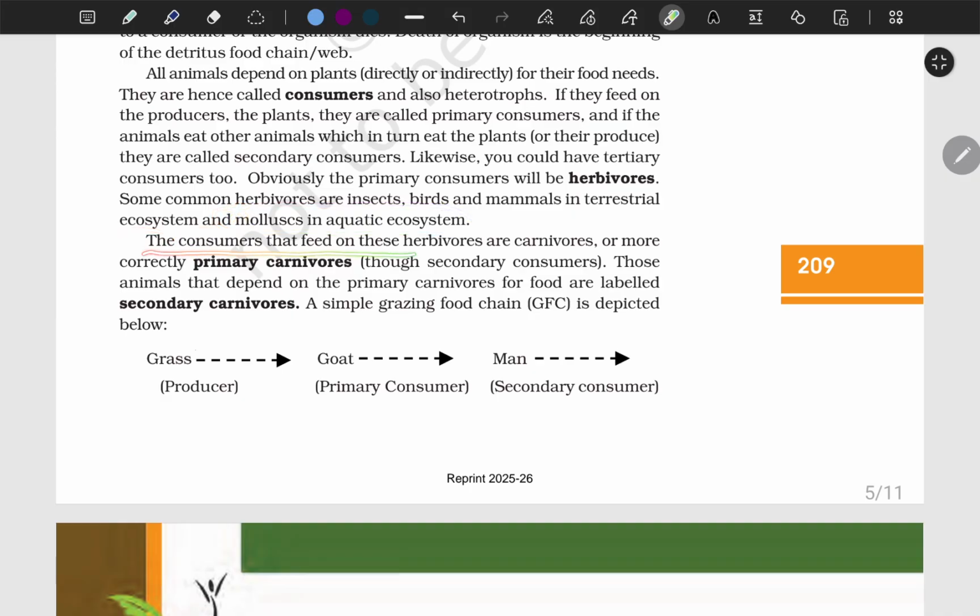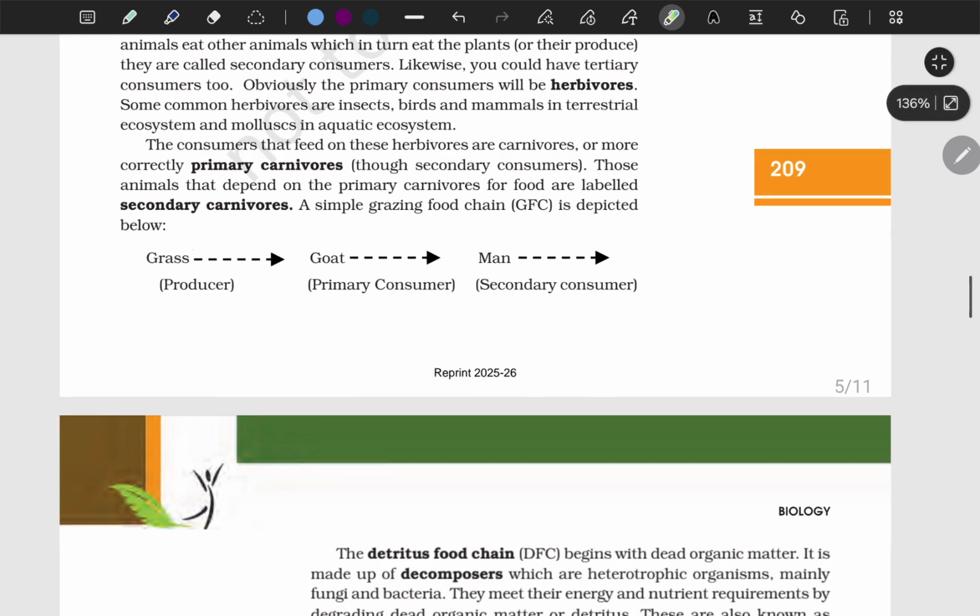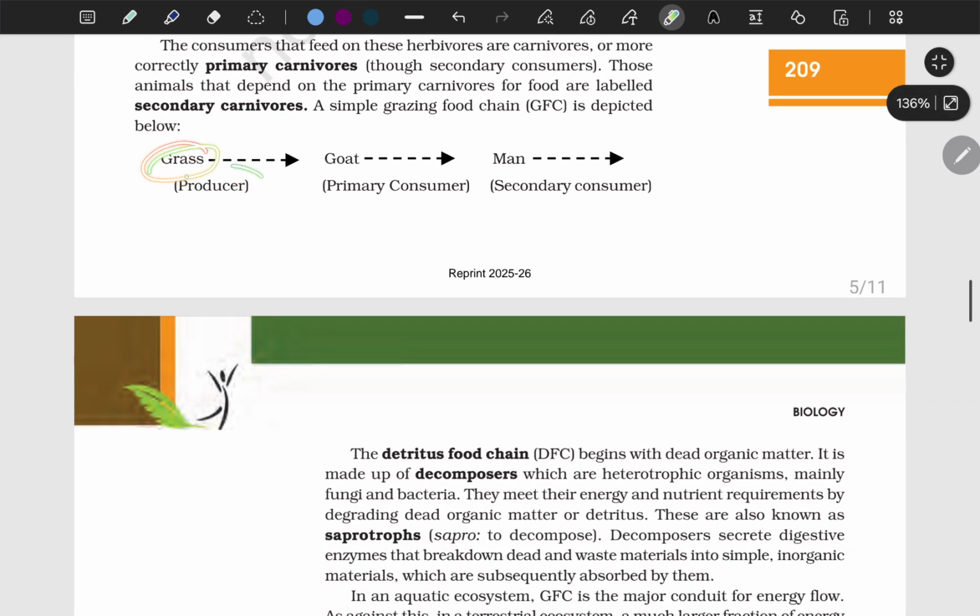The consumers that feed on these herbivores are carnivores, or more correctly, the primary carnivores. Though secondary consumers, those animals that depend on the primary carnivores for food are labeled as secondary carnivores, or these are called tertiary consumers. A simple grazing food chain is depicted below. Grass is the producer, then goat, the primary consumer or the herbivore, and man, the secondary consumer.